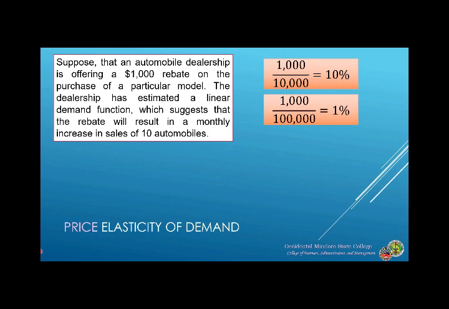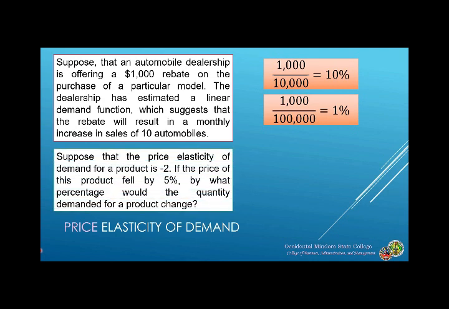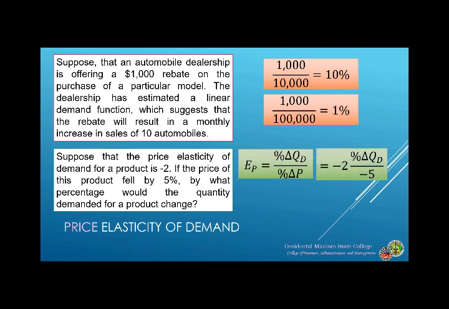But what if, given our price elasticity of -2 and a change in price of 5%, what would be the change in quantity demanded of the product? So what do we do? We take the formula and we substitute the values. As a result, we have a percent change in quantity demanded equal to 10.